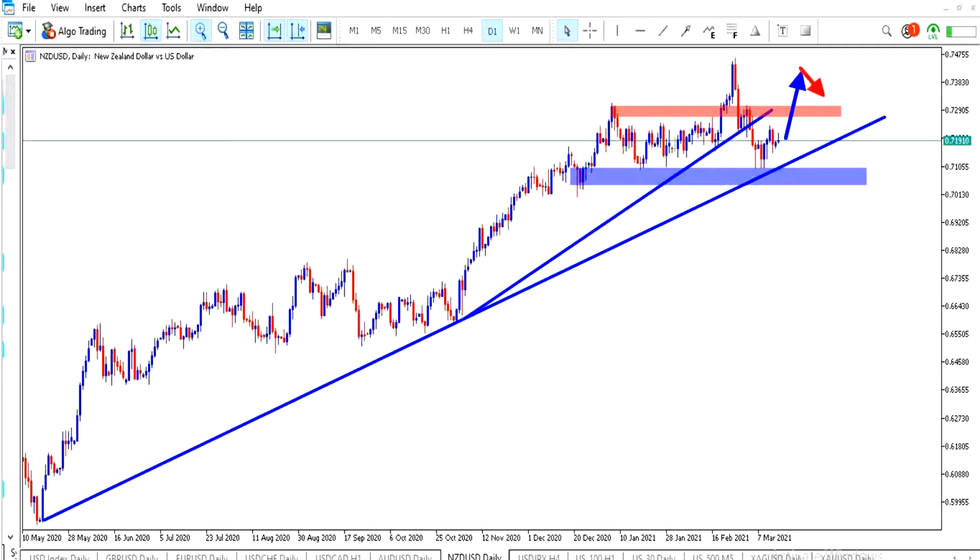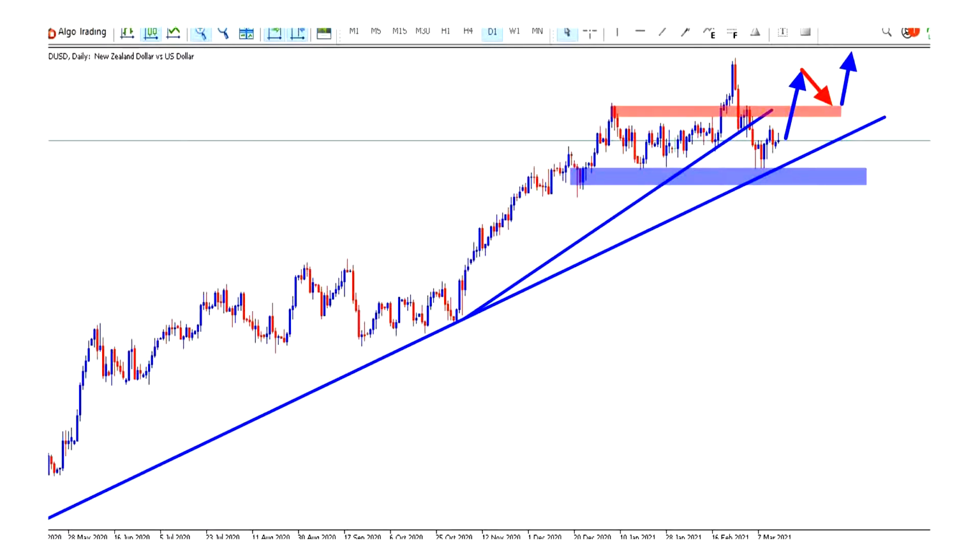If it pushes up, then we will wait for it to push and break above our resistance. After that we will be looking for more opportunities in lower time frames to take a trade up, which would be the continuation of the trend. The next trade will be on Great British Pound US Dollar.